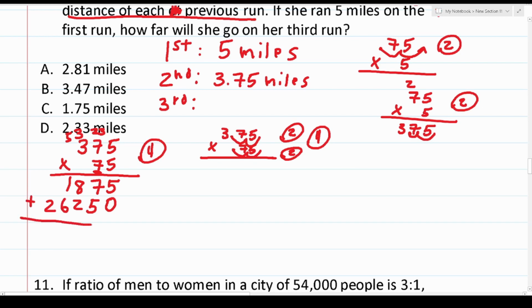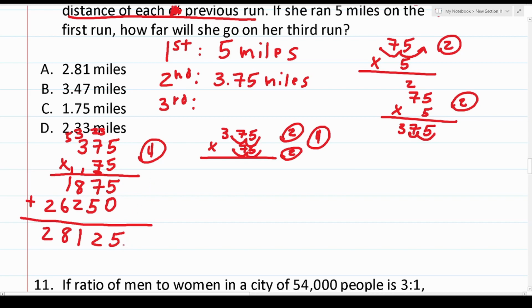Let's go ahead and add these up. 0 plus 5 is 5. 7 plus 5 is 7, 8, 9, 10, 11, 12. Carry a 1. 8 plus 2 is 10 plus 1 is 11. Carry a 1. 6 plus 1 is 7 plus 1 is 8. And then 2 plus nothing is 2.